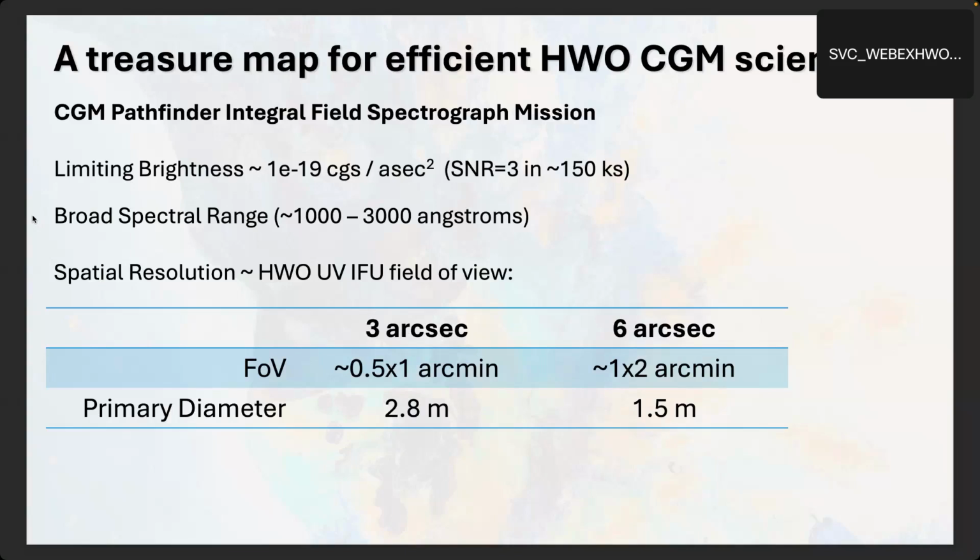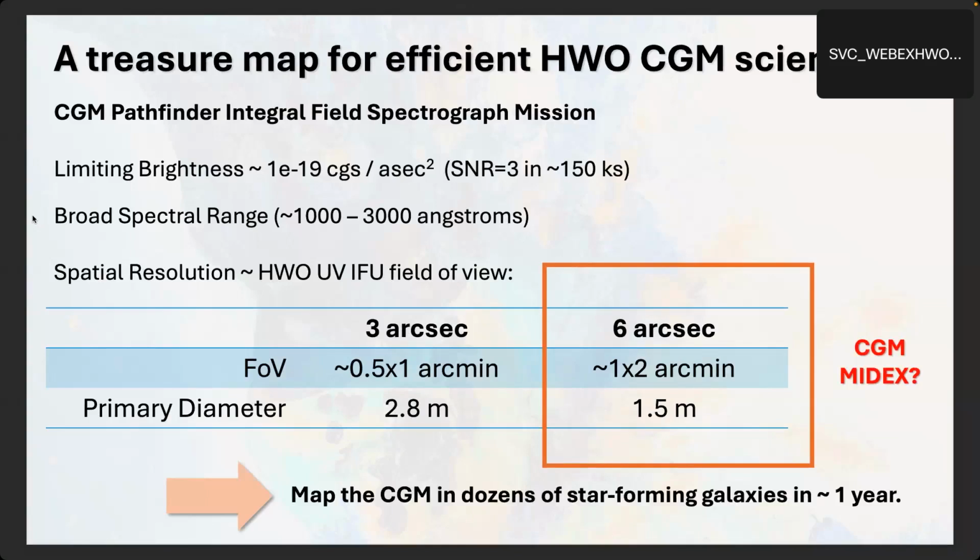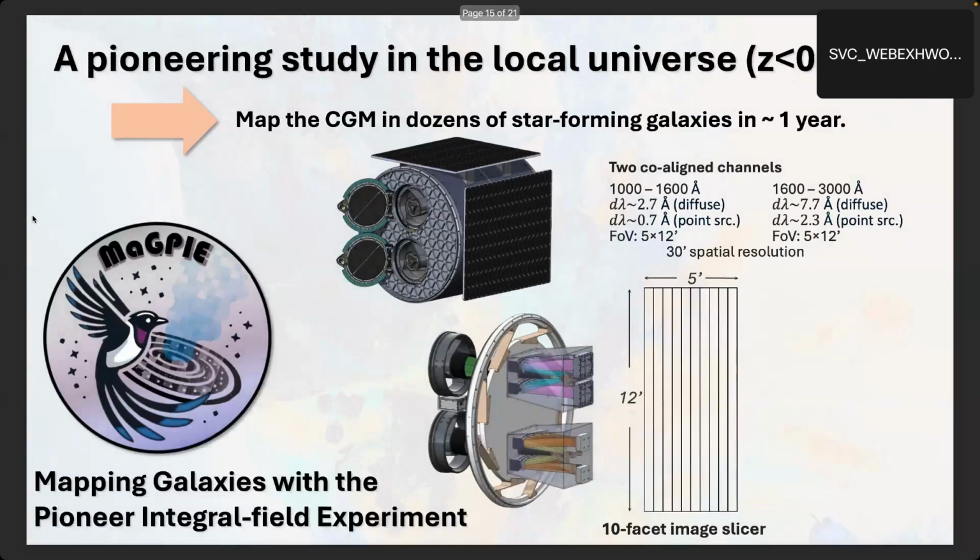But to achieve the needed signal-to-noise and sensitivity, you would need a 3-meter mirror, which is kind of tough. But if we relax the spatial resolution to 6 arcseconds, then the field of view doubles, and now this becomes a 1.5-meter telescope, which starts to look like a CGM-focused Mid-X mission, which is maybe plausible. Something like this would observe the CGM of dozens of galaxies very thoroughly in the course of a year or so.